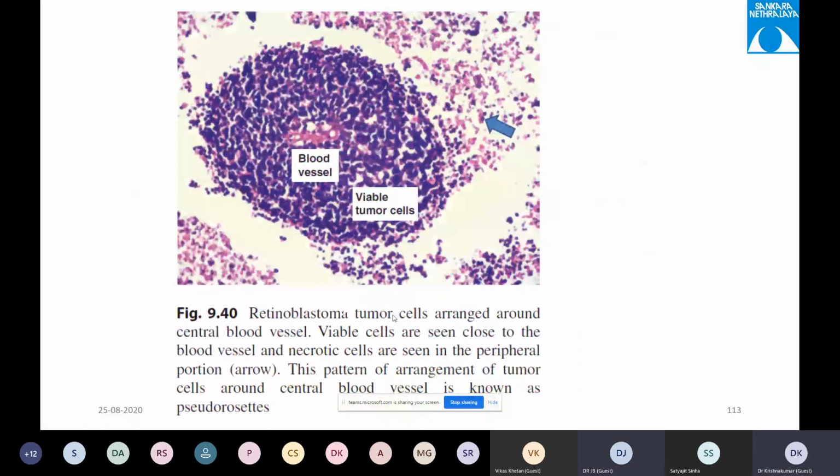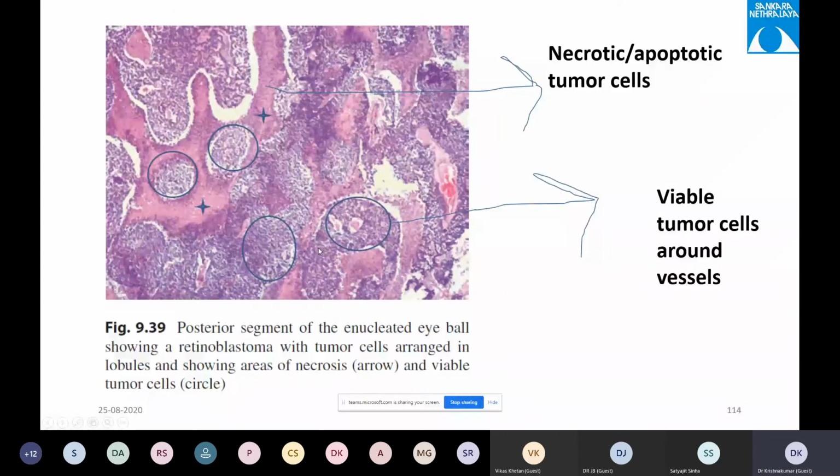You find tumor lobules around the central blood vessels. These are the viable cells. The arrow shows the necrotic cells. In low magnification, you find a combination of viable tumor cells and necrotic tumor cells in retinoblastoma. This is common because of the hypoxia and vascularization. Here you find extensive calcification.